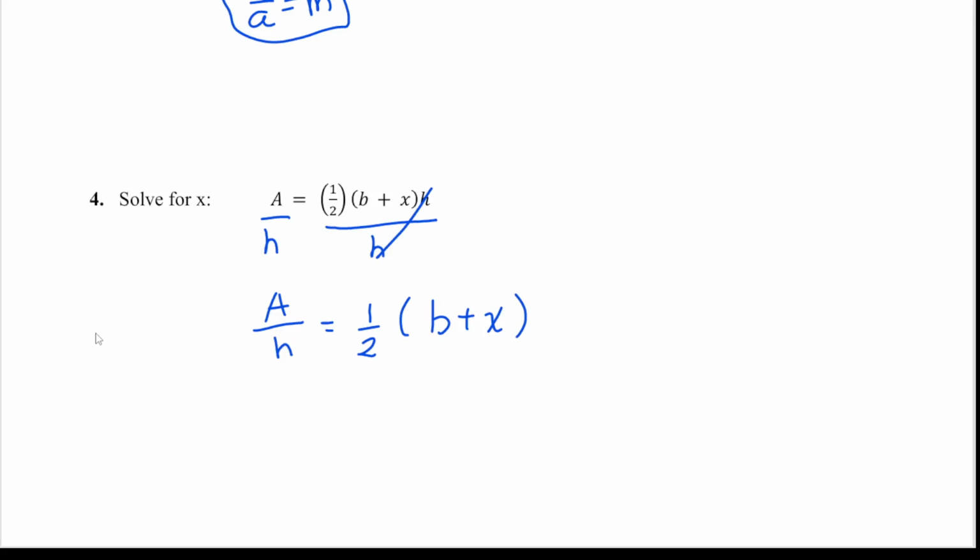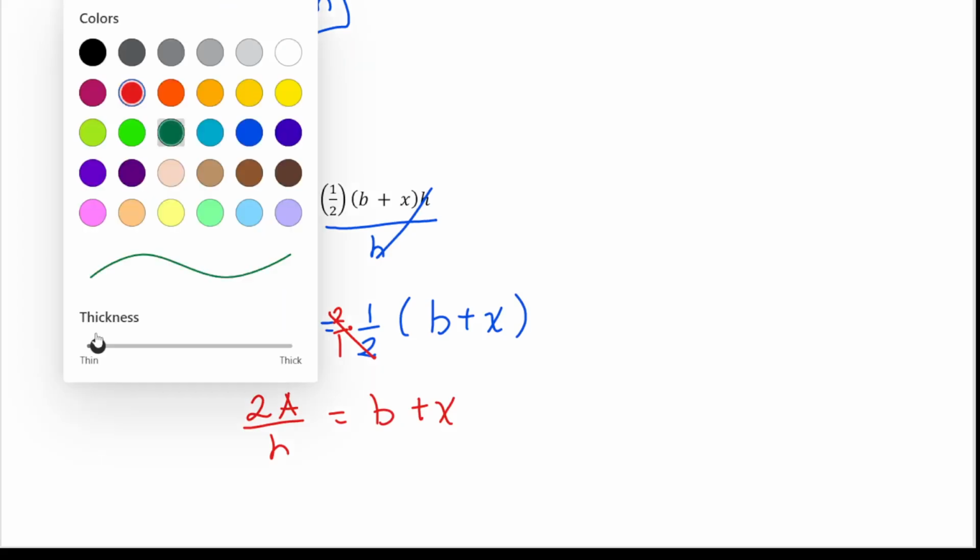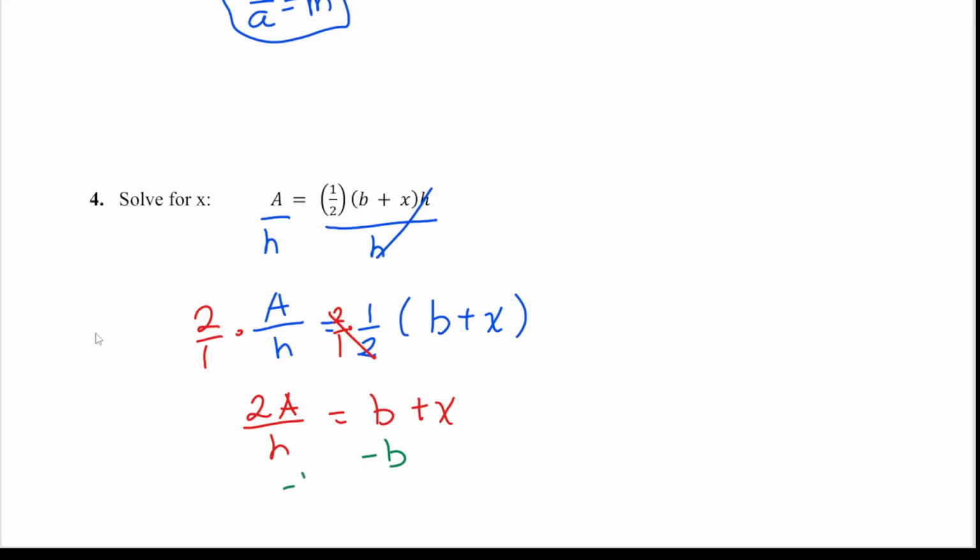Then as a next step, what I'm going to undo is this multiplying by 1/2 by multiplying both sides by 2 over 1. That cancels out to make 1. I really have divided both sides by 1/2. And I'm left with 2a over h is equal to b plus x. And that's nice because now my only step left is to undo the addition subtraction by subtracting b on both sides. So I'm left with 2a over h minus b is equal to x, and I have just solved that literal equation.